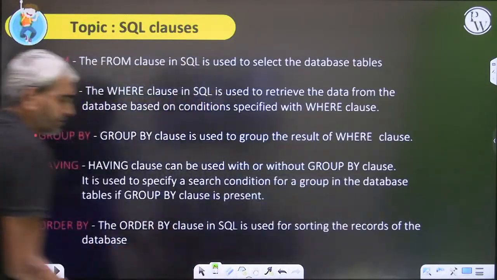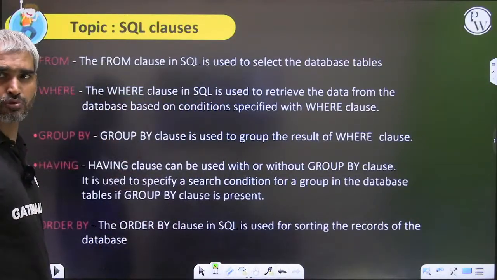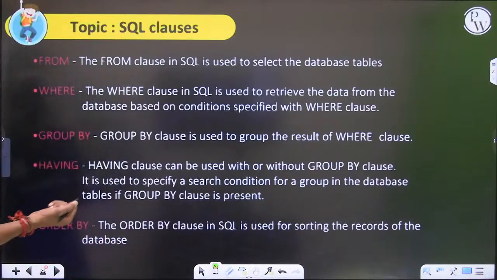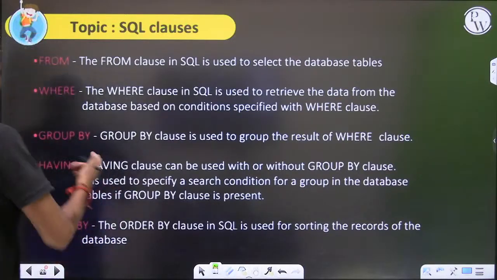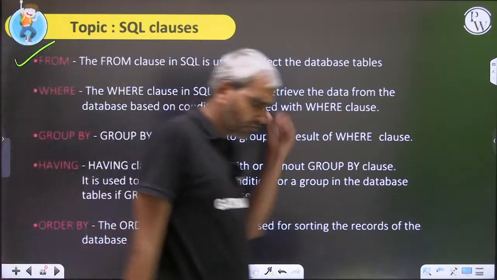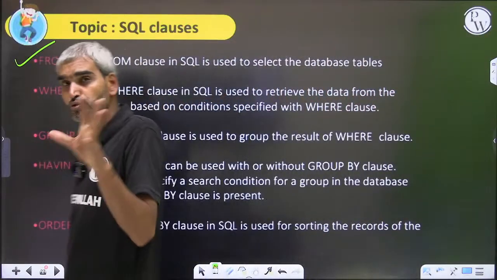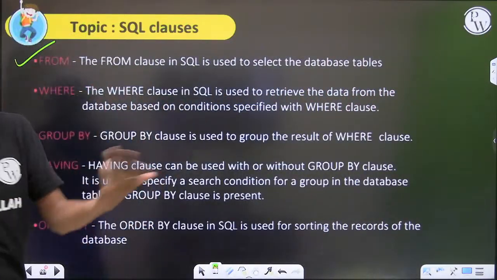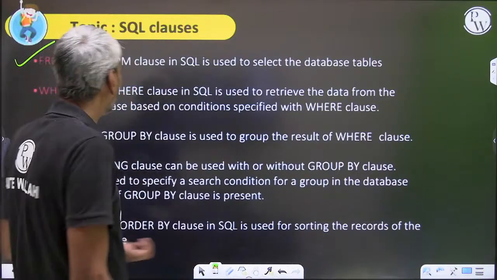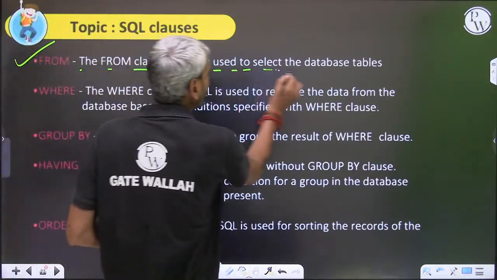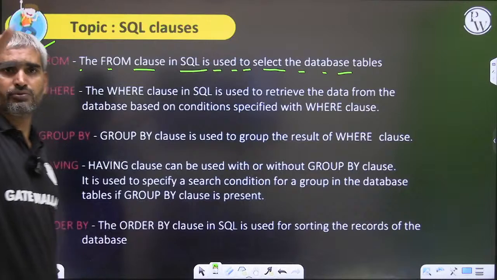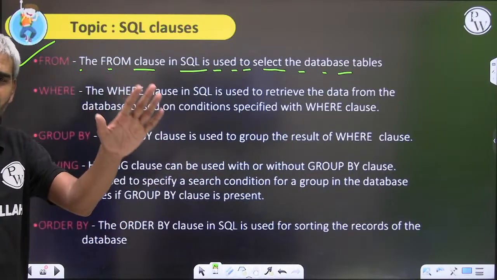Let me define the different types of clauses, and then we'll see different types of queries, right? So from clause will be your what? Why will be used for what purpose? Sir, from clause will be used to select the database tables on which you want to perform the operation. Clear? So the from clause in SQL is used to select the database tables on which you want to perform the operation. We'll see with the examples.